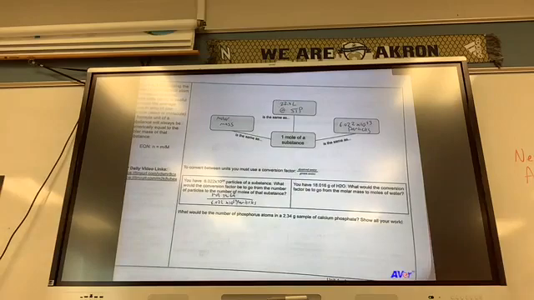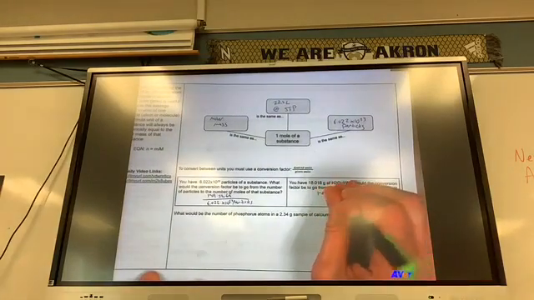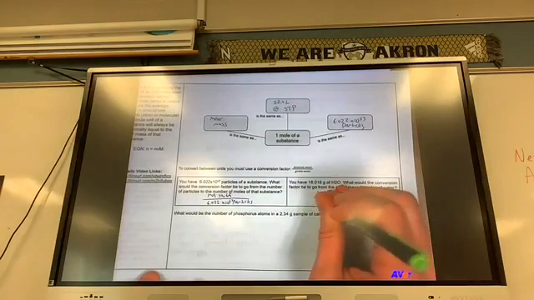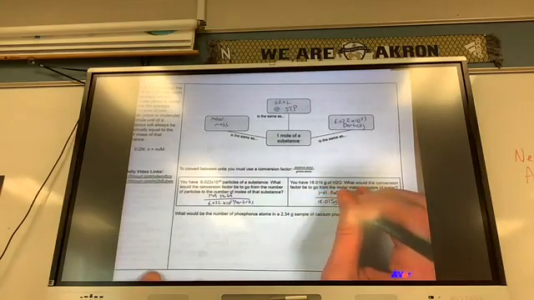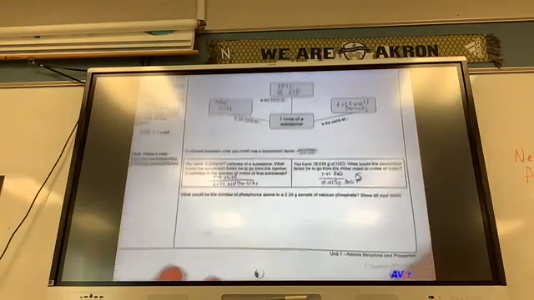All right, this conversion factor, 1 mole of H2O would be over 18.015 grams of H2O. And either one of these could be flipped, right? It doesn't matter which one's on the top, which one's on the bottom.